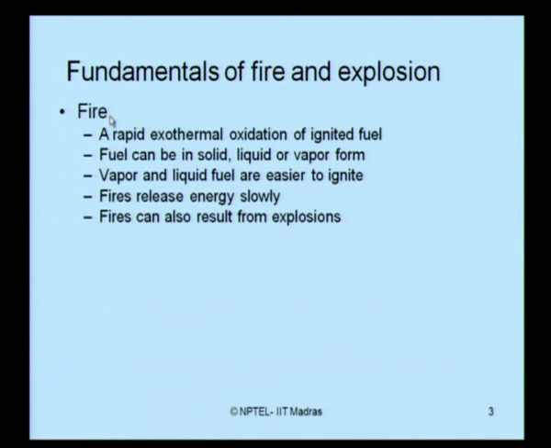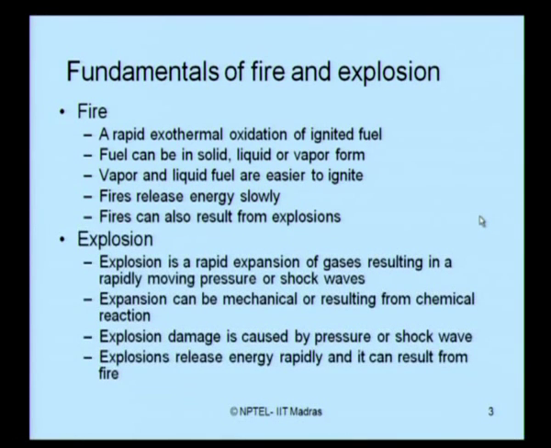Fire actually is a rapid exothermal oxidation of ignited fuel. The fuel can be solid, liquid or in vapor form. Vapor and liquid fuel are easier to ignite, whereas solid is not that easy to ignite. Fire releases energy slowly. Fire can also result from explosions.